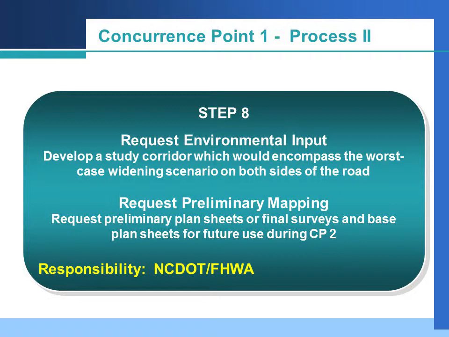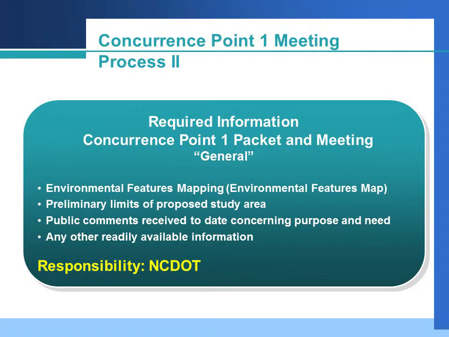The specific details presented at the Concurrence Point 1 meeting for Process 2 are very similar to Process 1. An environmental features map is prepared illustrating resource areas of concern to identify alternatives that warrant study on a screening level basis. Such features on the mapping will include infrastructure and topography, community features, floodplains, cultural resources, surface water features, parks, refuges and game lands, hazardous materials sites, utilities, etc.